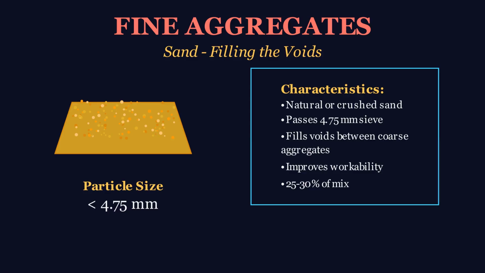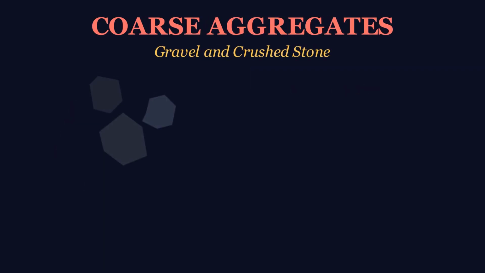Fine aggregates, commonly known as sand, consist of small particles that pass through a 4.75 mm sieve. They can be natural sand from rivers or beaches, or manufactured by crushing stone. Fine aggregates fill the voids between coarse aggregates and cement paste, improving the concrete's workability and reducing shrinkage. They typically comprise 25 to 30% of the concrete mix by volume.